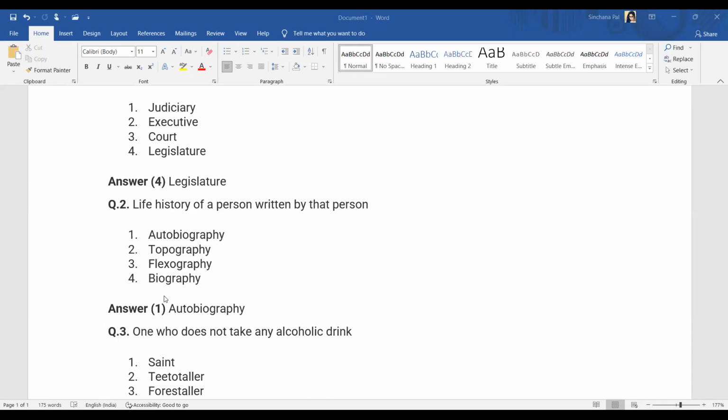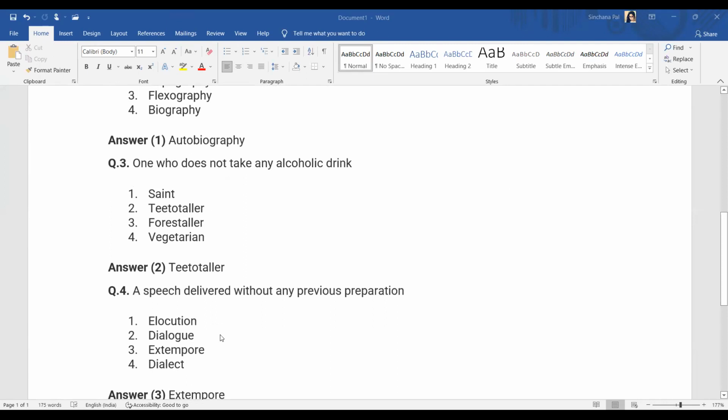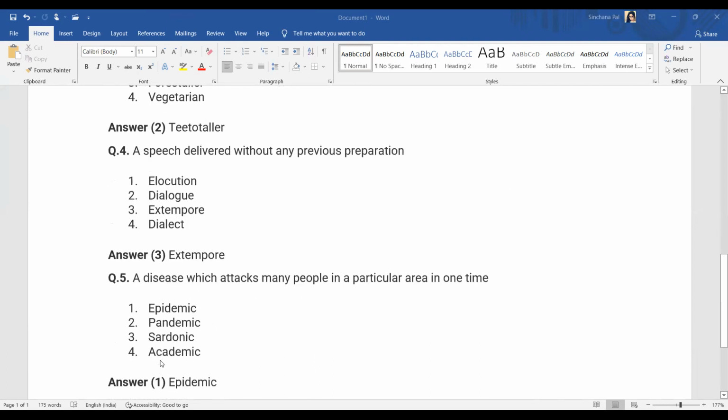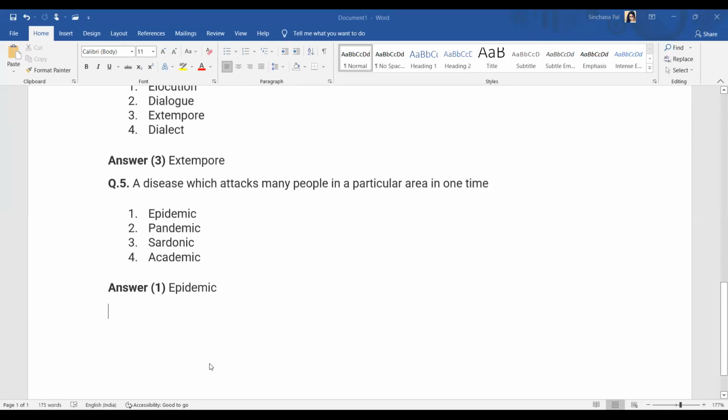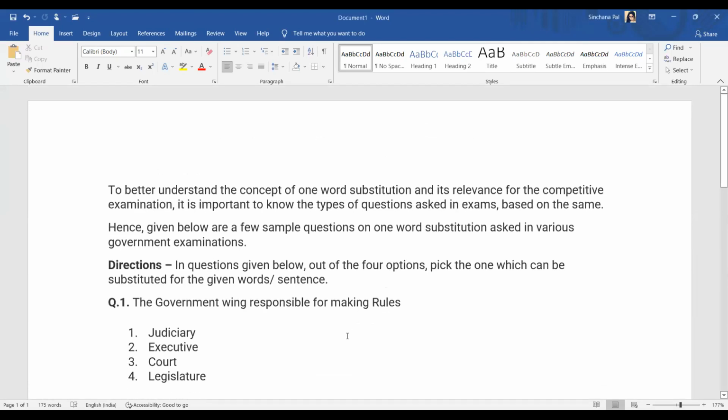One who does not take any alcoholic drink. It will be teetotaler. Speech delivered without any previous preparation. We already discussed extempore. A disease which attacks many people in a particular area at one time is epidemic. Don't say academic. Okay. These are some sample questions we discussed. Now you have to practice other things so that you can answer in the exam.